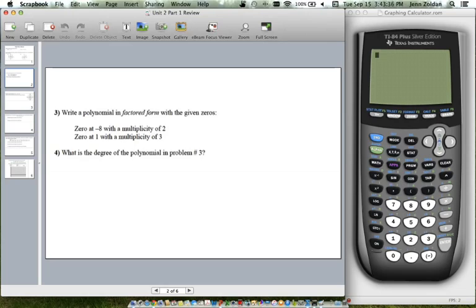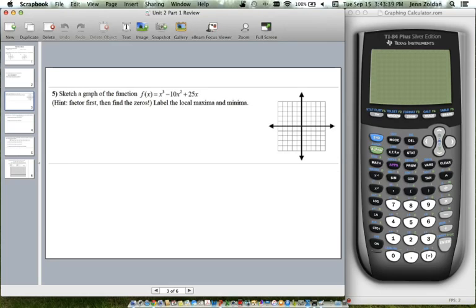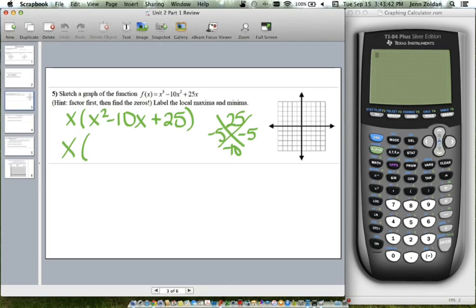Alright, let's look at number 5, sketching the graph. So we want to sketch the graph of x cubed minus 10x squared plus 25x. I can go ahead and factor that first. So I can take out the x. That leaves me with x squared minus 10x plus 25. Two numbers that multiply to 25 and add to negative 10. That's negative 5 and negative 5. So I have x, and since it's negative 5 and negative 5, that's the same thing as x minus 5 quantity squared. So we need to find the zeros.